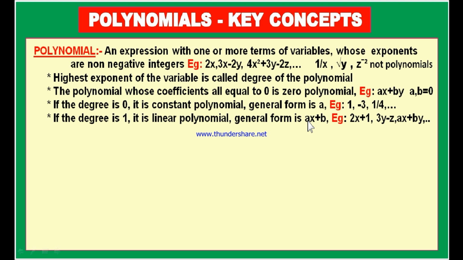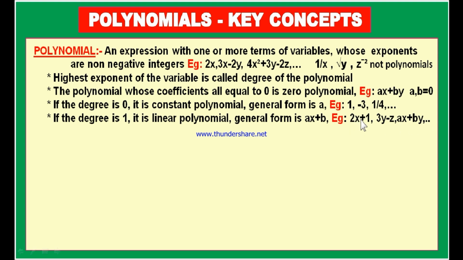Such polynomials whose degree is 1 are called linear polynomials. Understood? If the degree is 1, then the polynomial is called a linear polynomial. The general form of the linear polynomial is ax plus b. Example, 2x plus 1 is a linear polynomial. 2y minus z is also a linear polynomial. Ax plus by is also a linear polynomial. You see, this is a linear polynomial in one variable, and this is a linear polynomial in two variables, and of course this is also a linear polynomial in two variables.